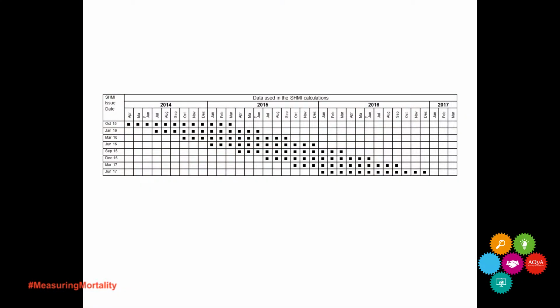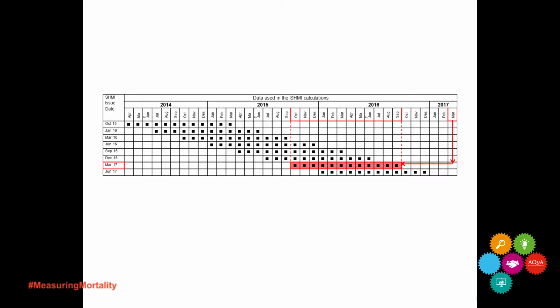Well, just have a look at this chart. The black boxes represent the months that are included in each of the SHIMI releases, shown down the left-hand column. So in March 2017, it was hospital data from October 2015 to September 2016 that was included. As you can see, this means that on the day of release, the most recent data is 6 months old, and the earliest data is 18 months old. And shortly before the next release is due out, the latest data is between 9 and 21 months old.